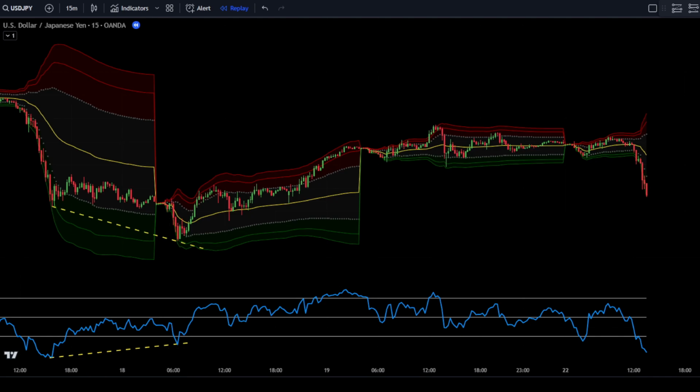On the other hand, bearish divergence is a situation where the price forms a higher high or a new highest point, while the indicator forms a lower high, or a new highest point at a lower level compared to the previous high.